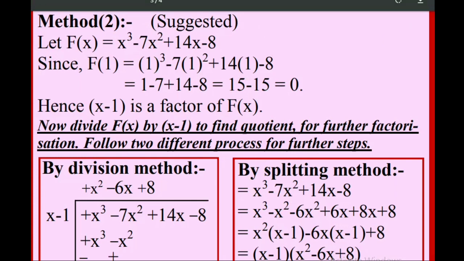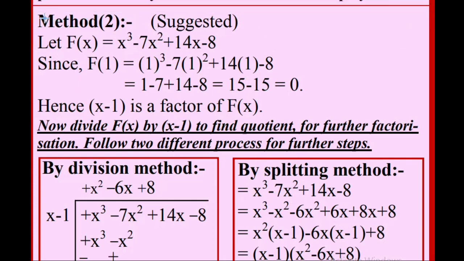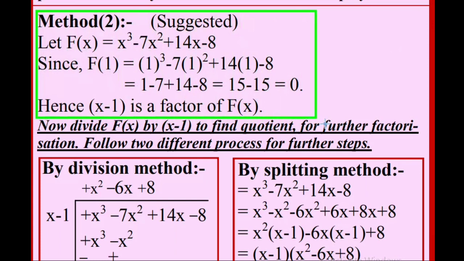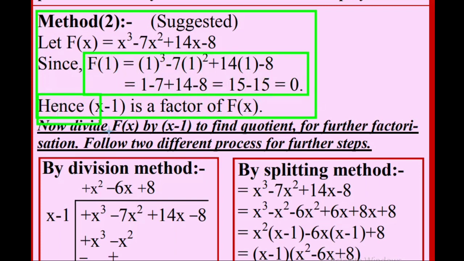And in this solution we use the factor theorem to find just one factor. So here, by putting the value of x as 1 in the polynomial, we find that the polynomial returns 0. So we can say that f(1) is 0. Since f(1) is 0, we can say x minus 1 is a factor of f(x).